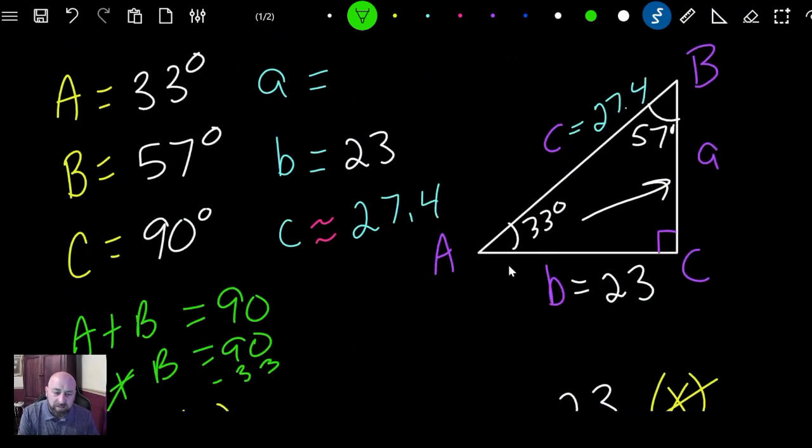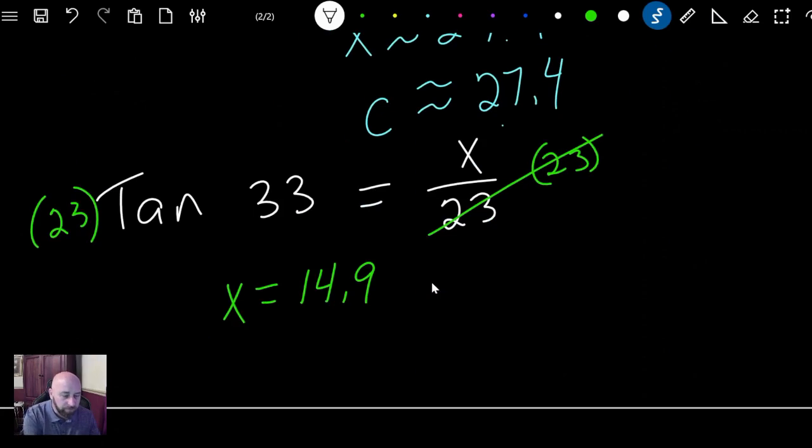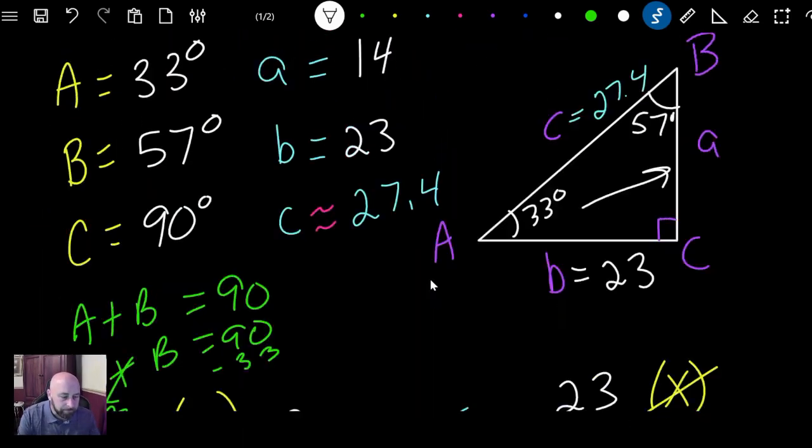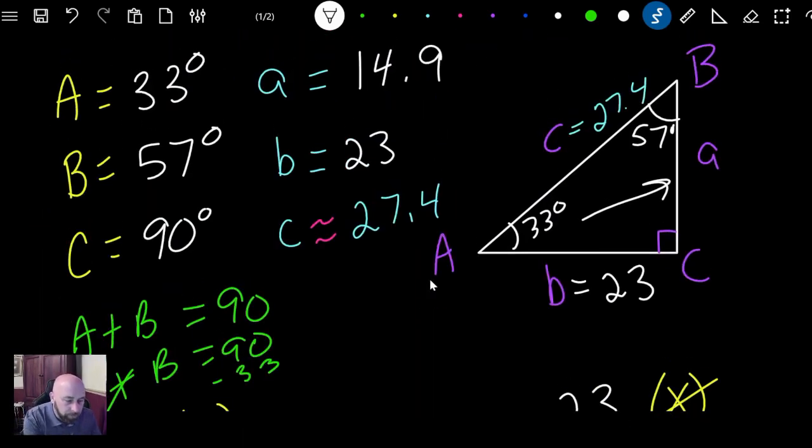What was our X? Our X is our A side, and so our A side is going to equal 14.9. It was right down there, 14.9. Now, very important, again, get rid of that equal sign because A does not equal that. A is an approximate value.